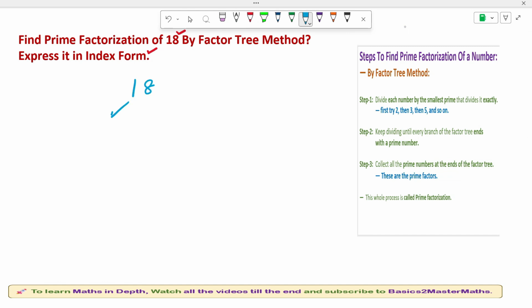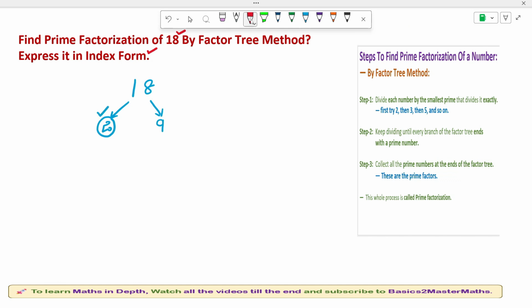Start dividing 18 by the smallest prime, 2. Since 2 divides 18 exactly, we get 9. Observe, 2 is a prime number. So, this branch ends here.